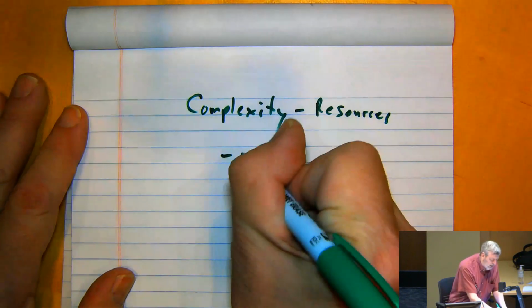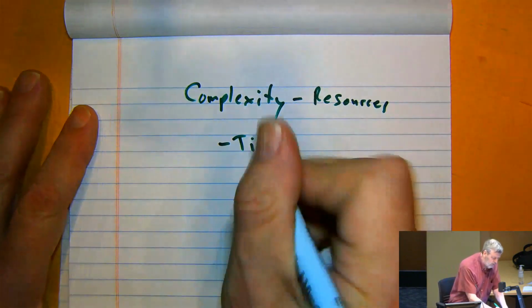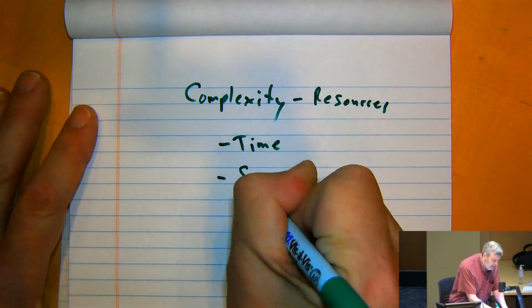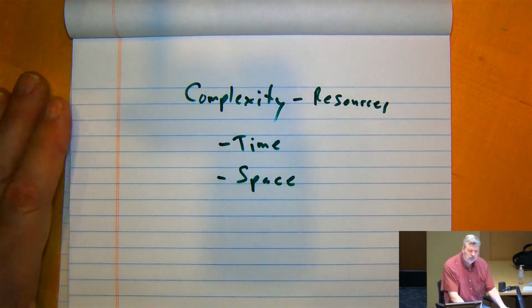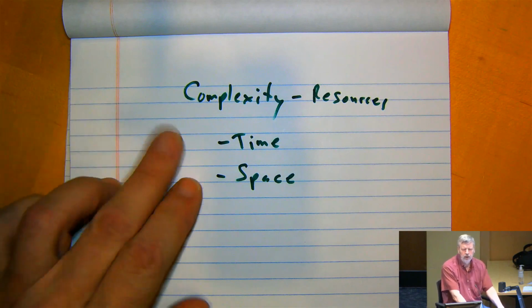Two of the most common are time. So, how long does it take this algorithm to run? And space. How much memory does it take to run this particular algorithm? These are the two that probably people worry about the most.